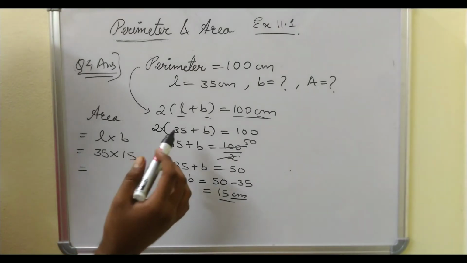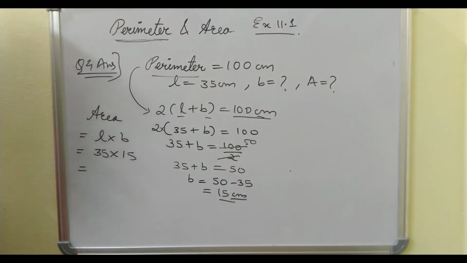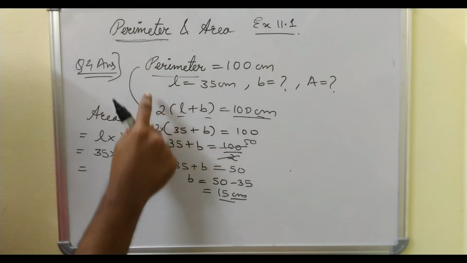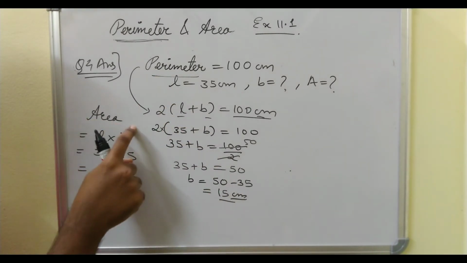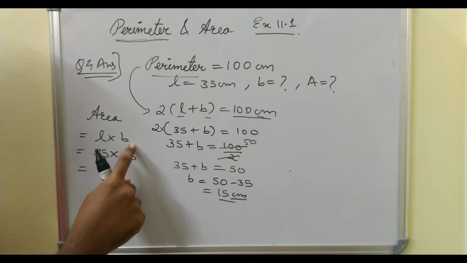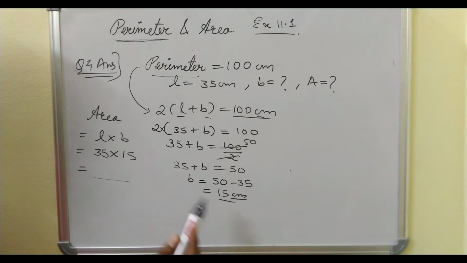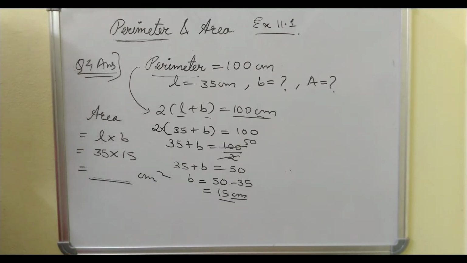So the basic thing here is that we started from the perimeter. From perimeter we found out the breadth. For finding the area we need length as well as the breadth. So we got the breadth. Now just substituting here, we'll get the answer in centimeter square. Just substitute and find the answer. Okay. So we'll move on to the next question, that is the fifth question.